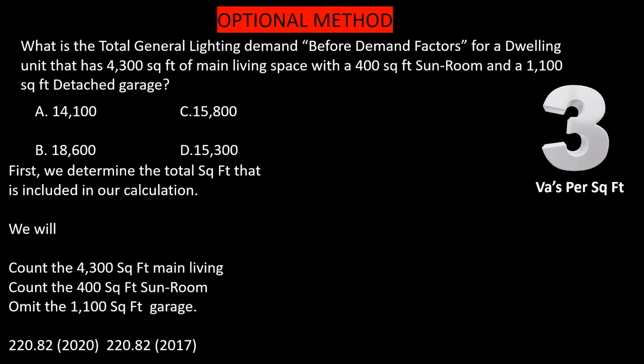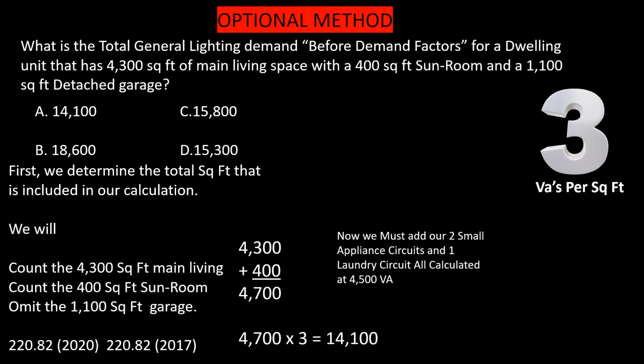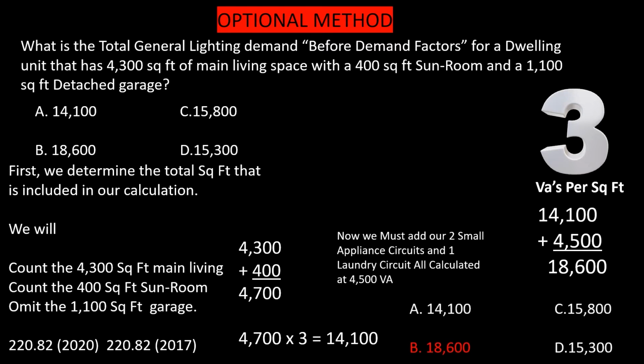So we're just going to take that and multiply it by 3 VAs per square foot. We're going to bear that math out, and that's going to give us the 4,700 square foot. And then we are going to multiply that by 3, and that's going to give us 14,100. Now we're going to have to add in the 4,500 VAs for the small appliance. So all of the same process, all of the same rules, all of the same steps up until this point, and we just add those two together, and that gives us a total general lighting demand of 18,600 VAs, and in this case, we're going to select B.